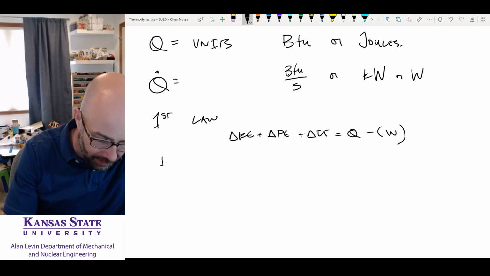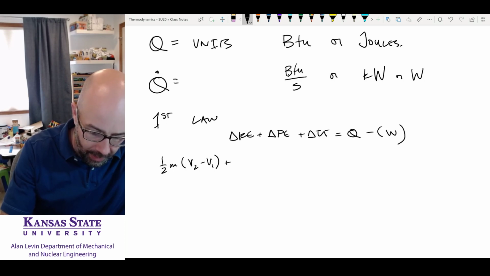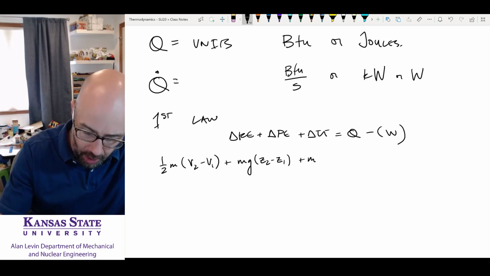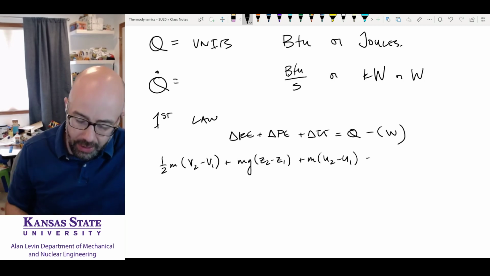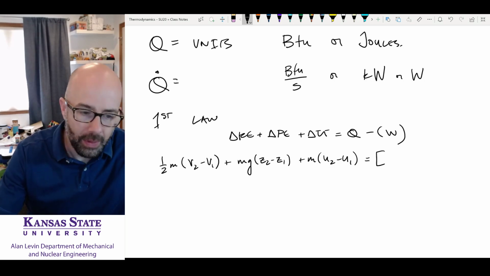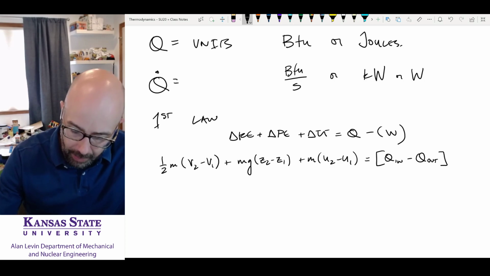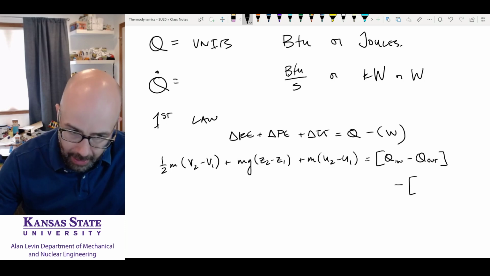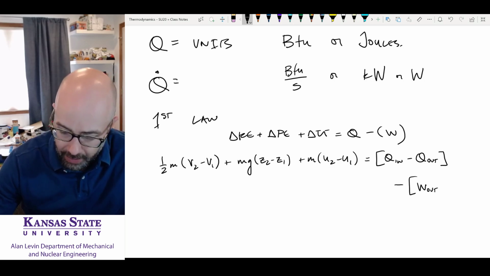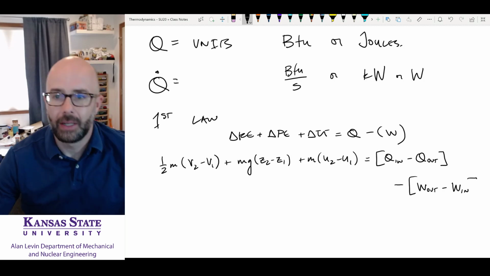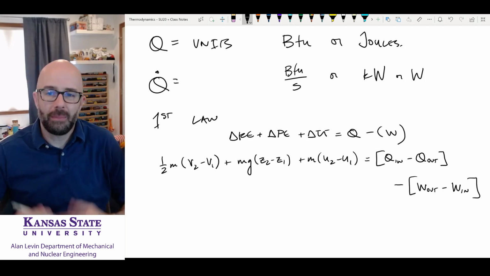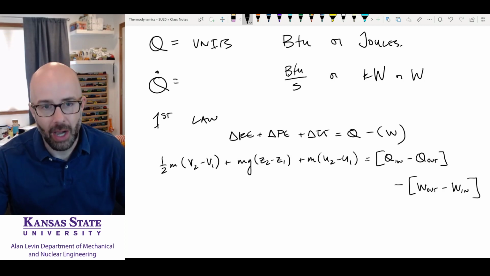We could write this as 1/2 mass times V2 minus V1 plus mg times Z2 minus Z1 plus m times U2 minus U1 is equal to, some students like to do this. They like to say, well, this is equal to Q in minus Q out minus work out minus work in. They like to put this in here. And when they do this, and I'm perfectly fine with this, it shows you the sign convention that Q in is positive and work out is positive. Heat in is positive, work out is positive.